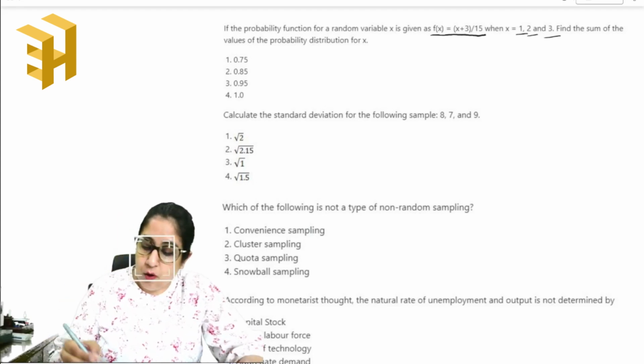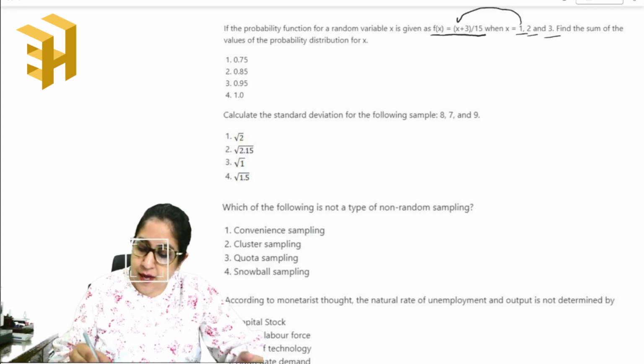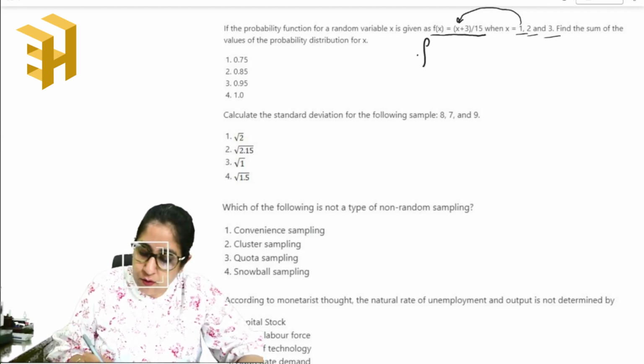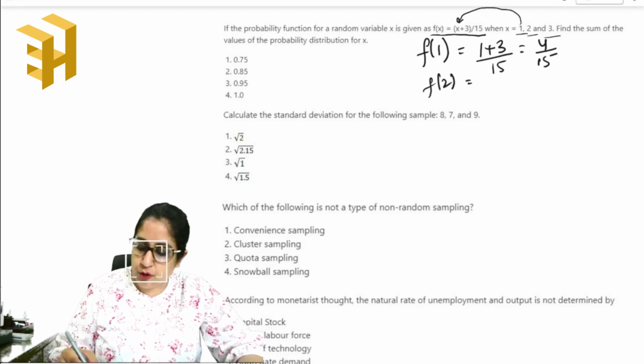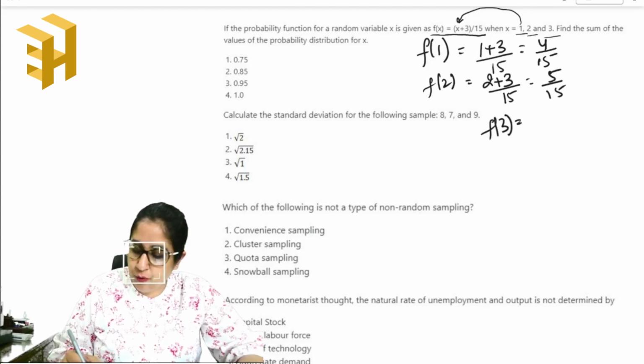Let's see. Now, what we have to do is, in this one, we just have to substitute the value of x in this, right? So x is equal to 1. So f(1) is equal to (1 plus 3) upon 15, which is equal to 4 by 15. f(2) is equal to (2 plus 3) divided by 15, which is equal to 5 by 15. And f(3) is equal to (3 plus 3) divided by 15, which is equal to 6 by 15, right?